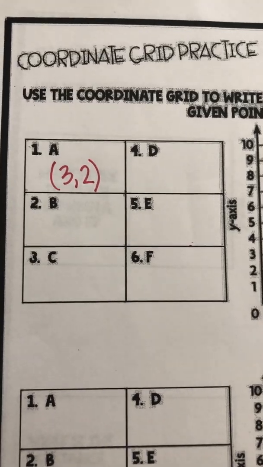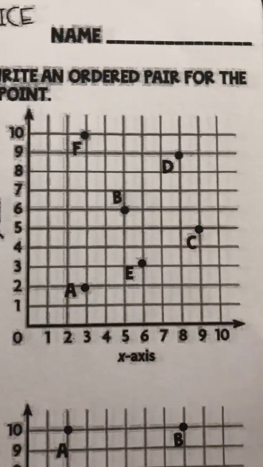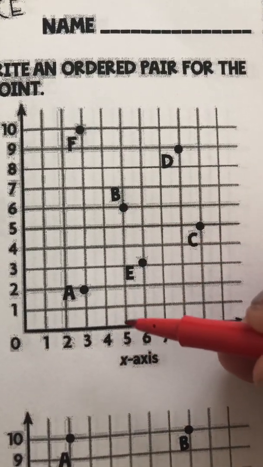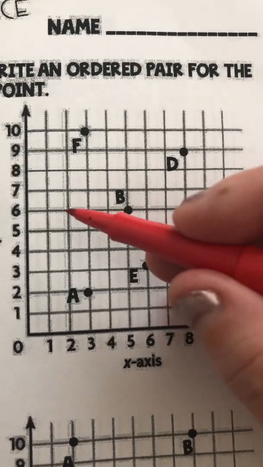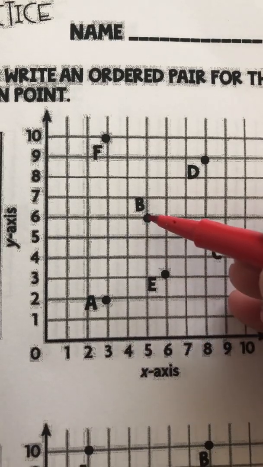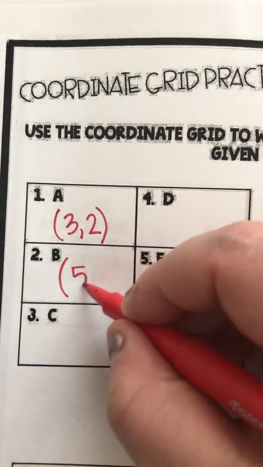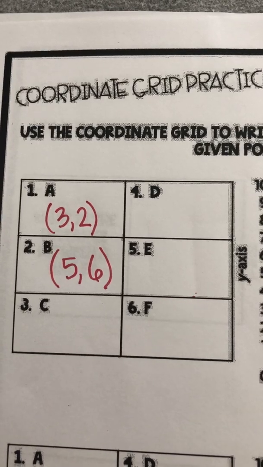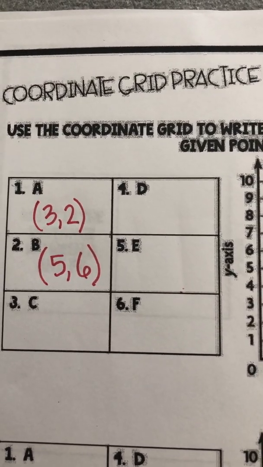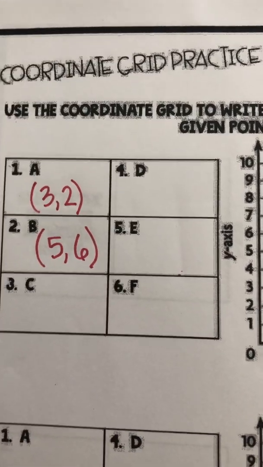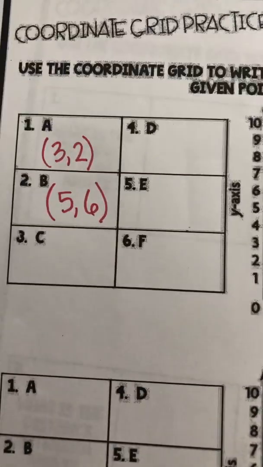All right, let's do B. Here's B. We do x first. B goes to the 5. Y goes to the 6. So (5, 6). All right, it is your turn. You go try C. You can pause this video and finish those 4. Give it a try. You can pause this video if you want to do it now.